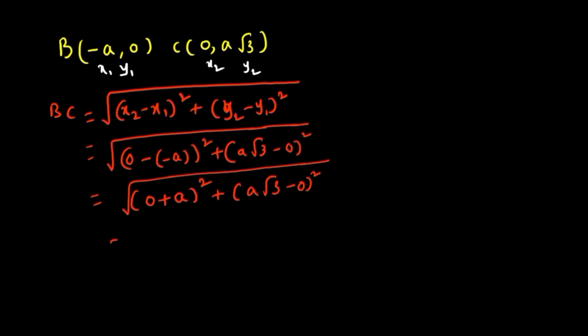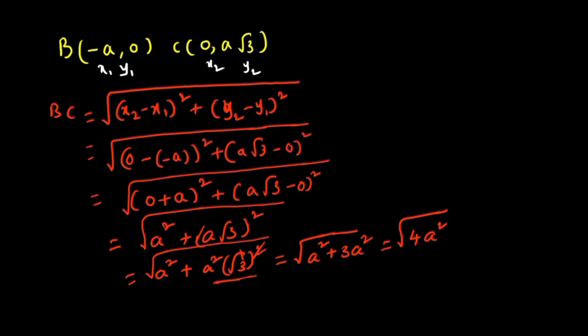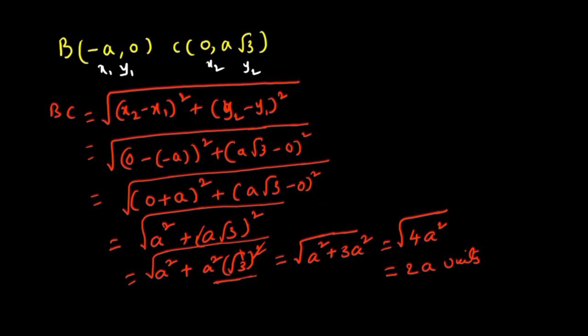So A square plus (A root 3) whole square. Now here this is actually A square plus A square into (root 3) whole square. Square and root get cancelled. Then we get A square plus 3 into A square. So we write root of 4A square. Root 4 is 2 and root A square is A. So this is 2A units. That is the length of BC. So we have finished AB and BC. Next we should find the AC length. So once again we check what is A. A is A, comma 0 and C is 0, comma A root 3.